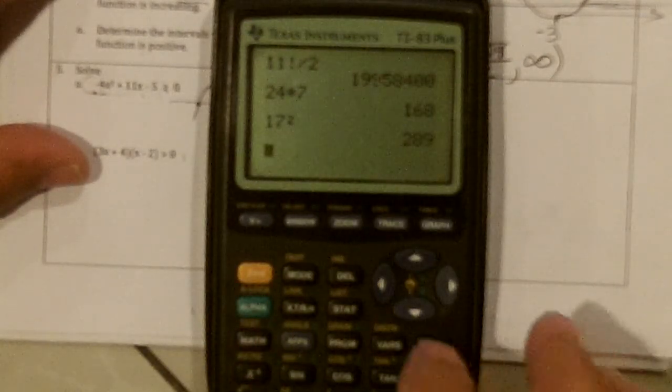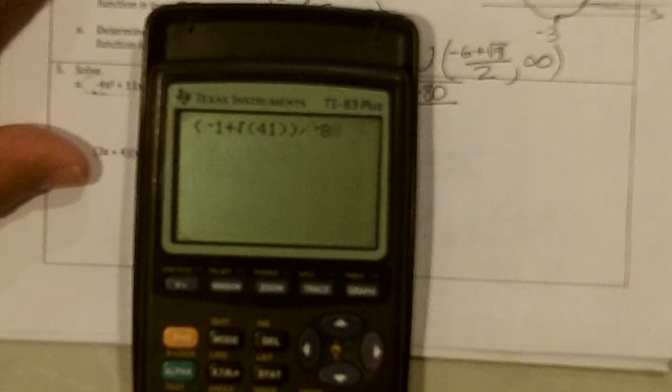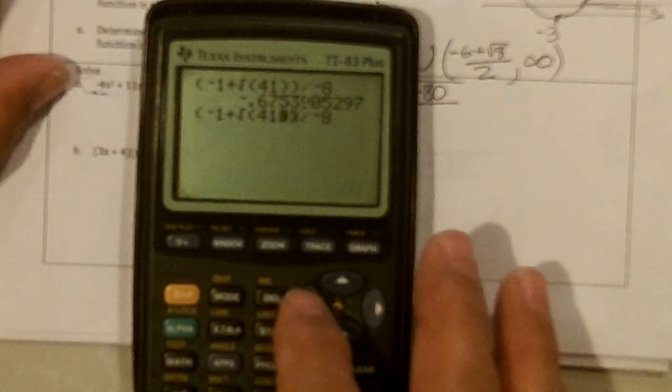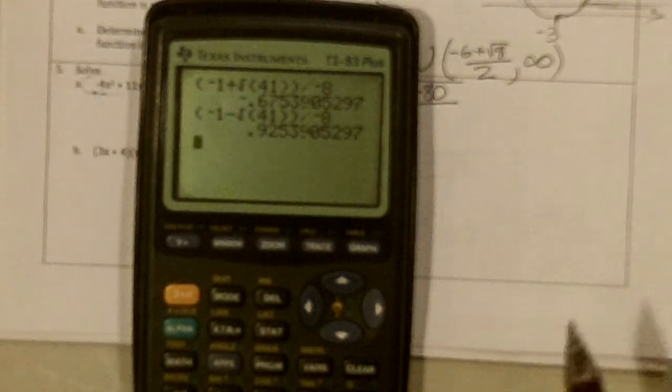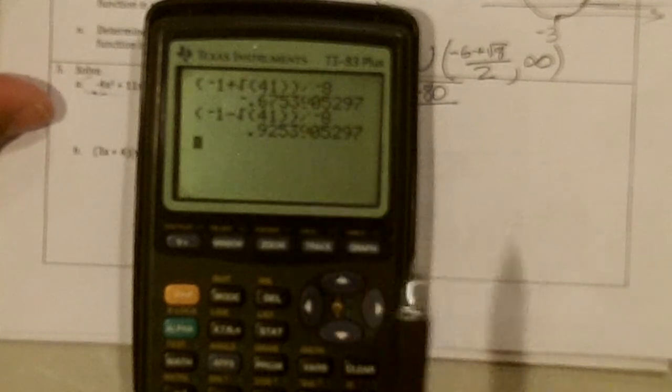So I'm going to quit here, clear. Negative 11, so the numerator, parenthesis, negative 11 plus the square root of 41, close the square root, close the numerator, divided by negative 8 is negative 0.67. Now let's do the other one. I'm going to bring that back by going second, enter, and change it to minus the square root, subtract the square root of 41, press enter, and that's 9.2. So the minus one divided by a negative 8 is actually the larger one.